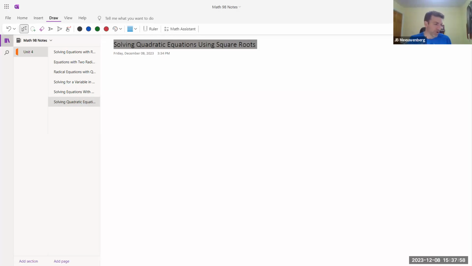Well, we've been talking about solving equations with radicals in them. We're going to totally reverse that now and use radicals to solve an equation. The topic is solving quadratic equations using square roots. So let's just have a quick conversation about quadratic equations.